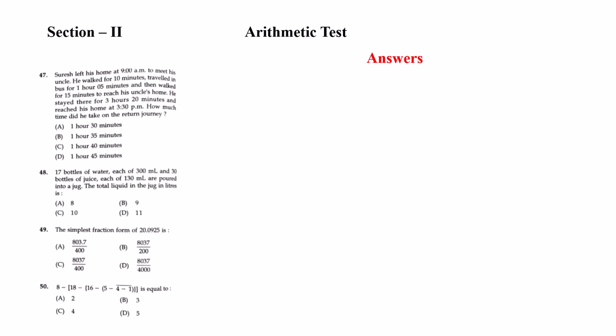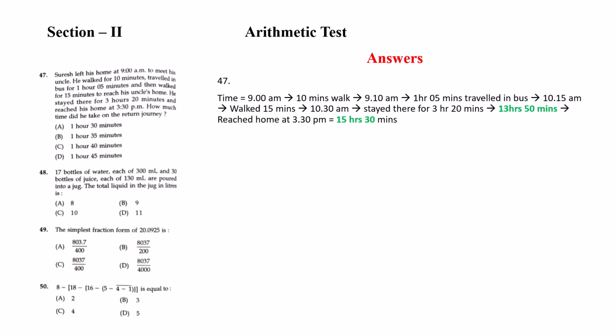That we need to calculate. So let us solve this one by one. Here we can see that at 9 a.m. in the morning he left his home. Now when he walks for 10 minutes, that would be 9 hours 10 minutes. Now he says that he took a bus for 1 hour 5 minutes.